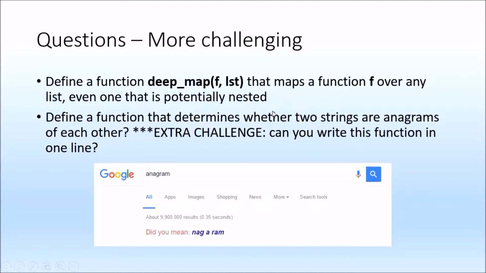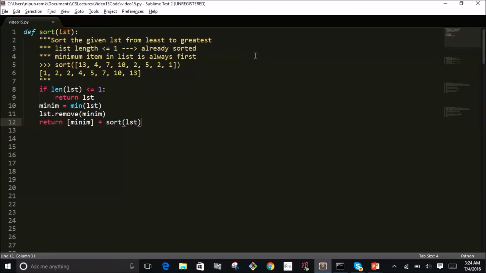Okay, so I feel that we're pretty comfortable with writing a map function for a list that's not nested, but how do we do this for potentially nested lists? That's the key idea here. So of course take some time, see if you can figure it out, but I'm just going to go through this type of problem. So let's go.